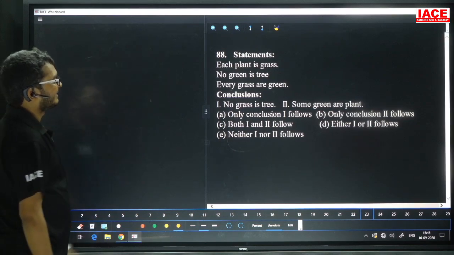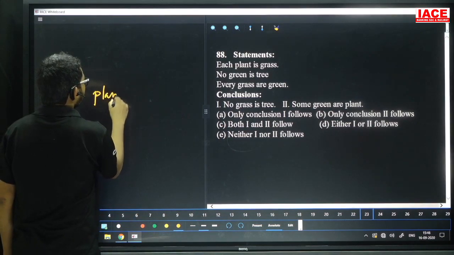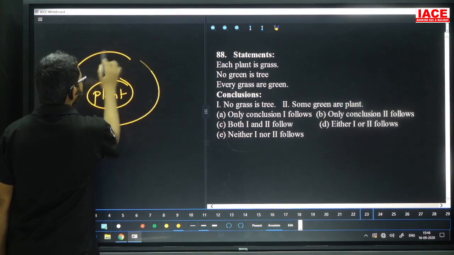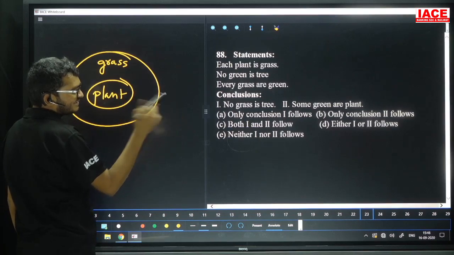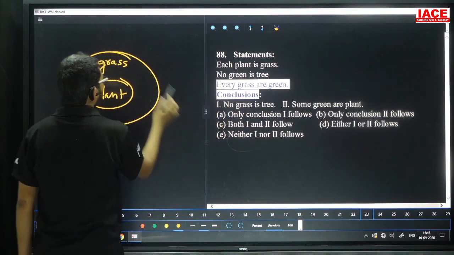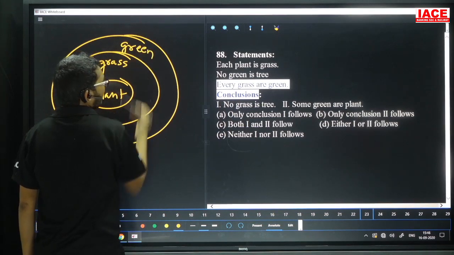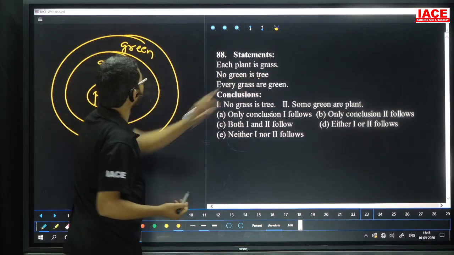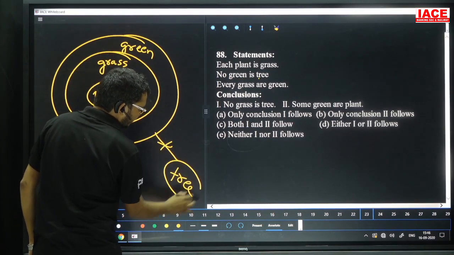Next, question number 88. Each plant is a grass. Each means what? All. All plant is a grass. Next, no green is a tree. Leave it. Every grass is a green. Every means what? All. All grass is a green. Next, no green is a tree. Here green, here no green is a tree. So these are the given statements.